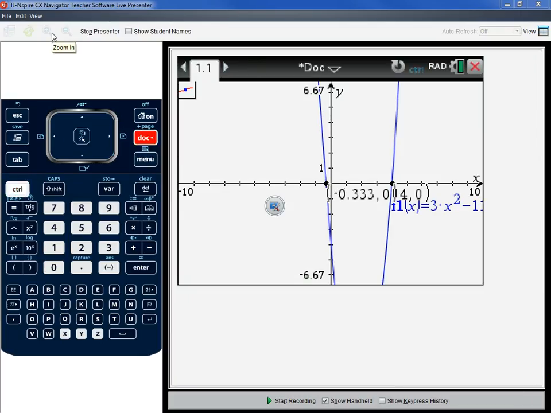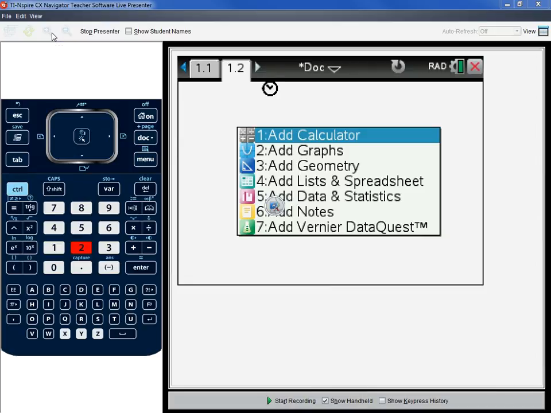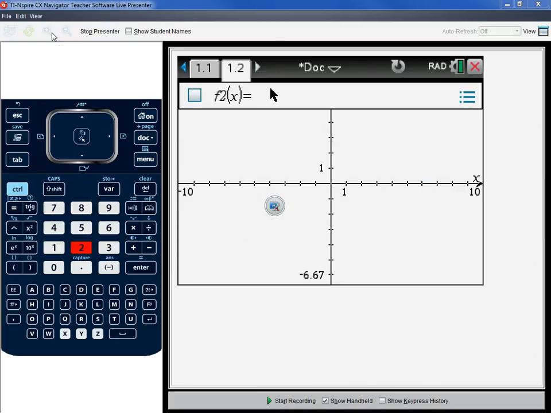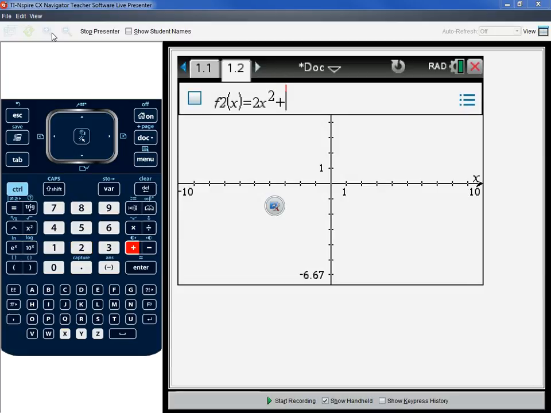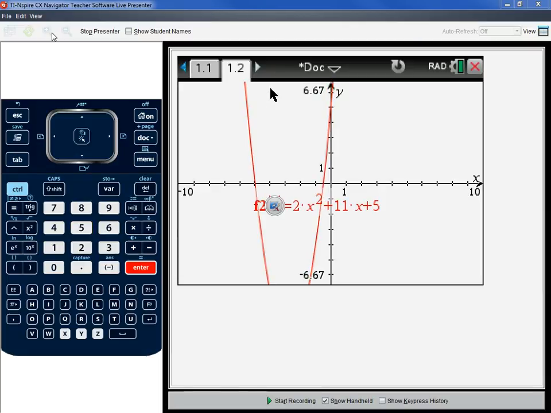So I'm going to open a new page and add a graph. I'm going to type in the equation given on 1B, 2x squared plus 11x plus 5. And I'm given that f of negative 5 equals 0. So that's this 0 over here that was given. Here's negative 1, negative 2, negative 3, negative 4, and negative 5.